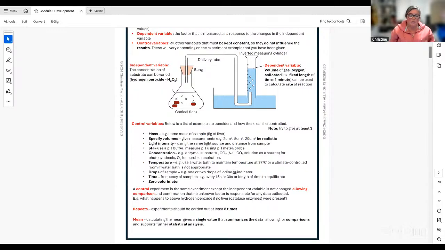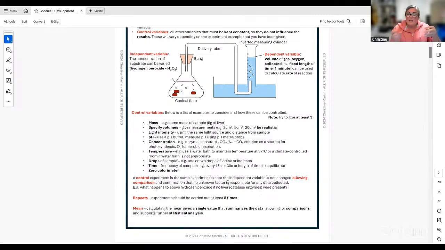The other thing to note is a control variable is different to a control. A control is something that you're going to use, same experiment, but this time it's going to be missing the independent variable. So you're not changing whatever it is that you're looking at, so that you can compare what would happen naturally if I didn't have a different hydrogen peroxide concentration.